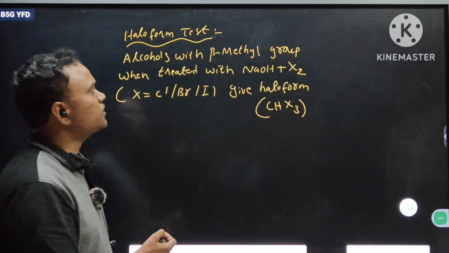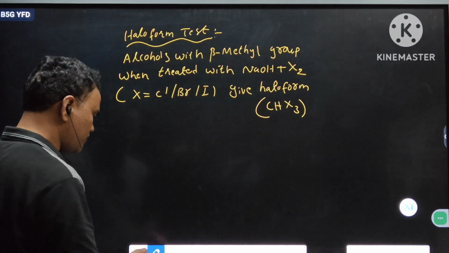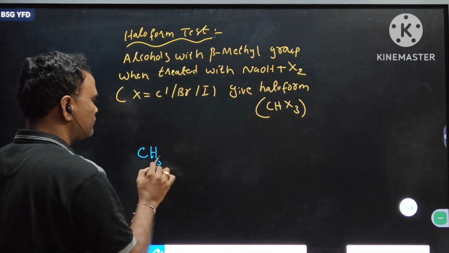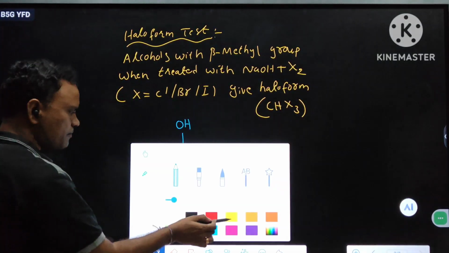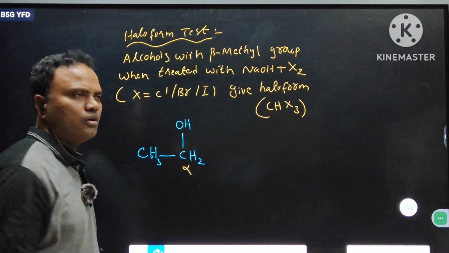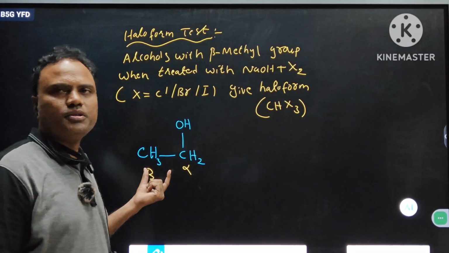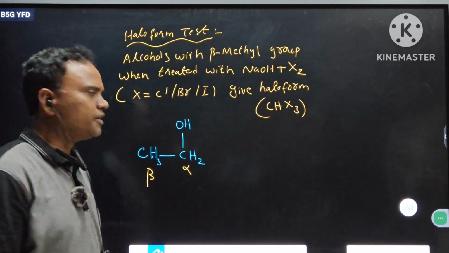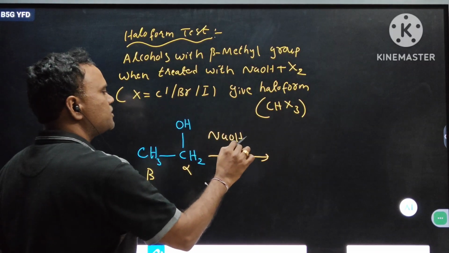First of all you should understand what is beta methyl alcohol. Beta position, methyl group. See, the carbon bearing OH is called the alpha carbon. The next carbon is called beta. In the beta position, a methyl group is present. Beta methyl alcohol, when treated with NaOH plus Cl2.